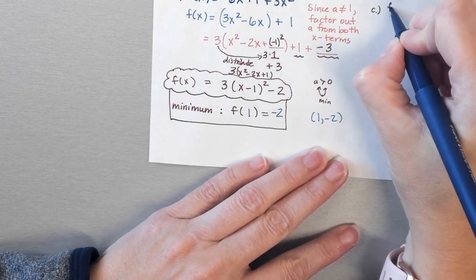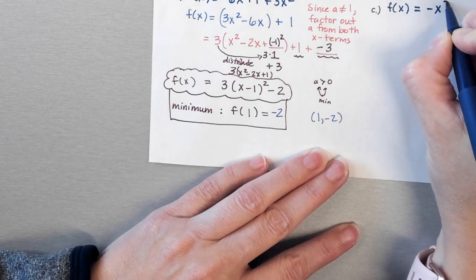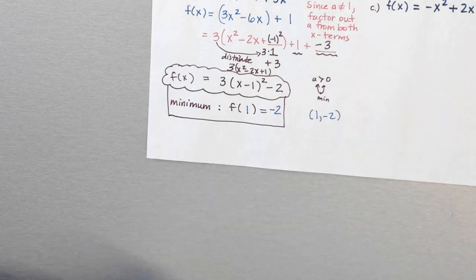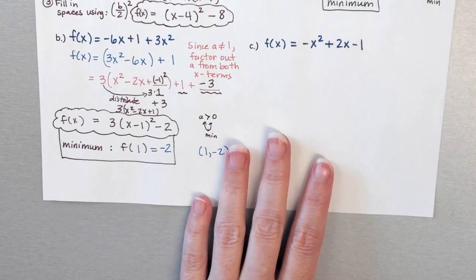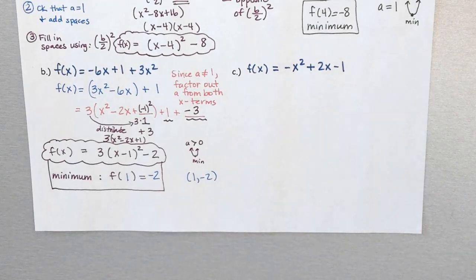Okay, so then for C, we're going to try one with a negative. Okay, so we're going to do something similar where you're going to group those first 2 terms together.